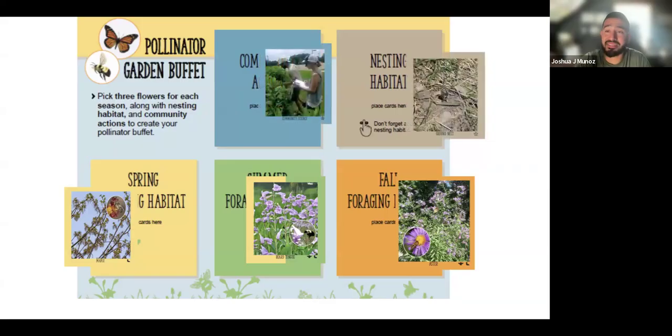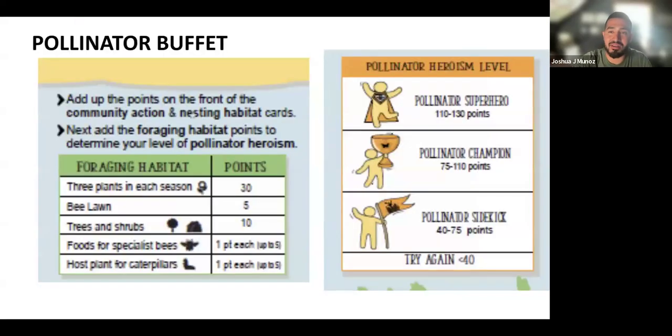But you pretty much tally up points and become a superhero or a sidekick, a pollinator sidekick or a pollinator superhero. There we go. There they are: pollinator superhero, pollinator champion, pollinator sidekick. There's a card with information on how to find these points, and it depends on the plant that you picked. Is it a very pollinator friendly plant? You'll get more points. If not, you will get less. That's the Pollinator Garden Buffet.